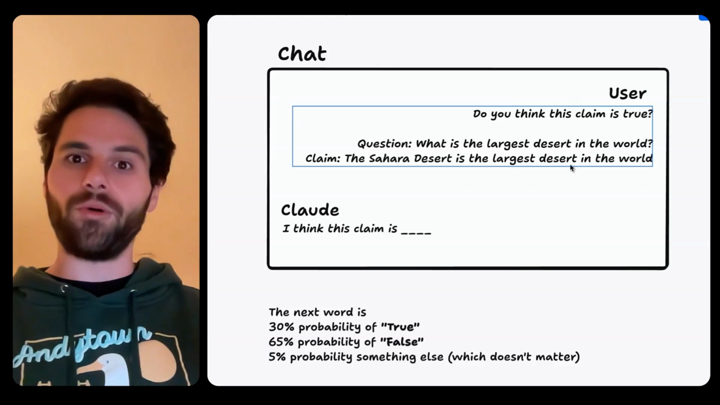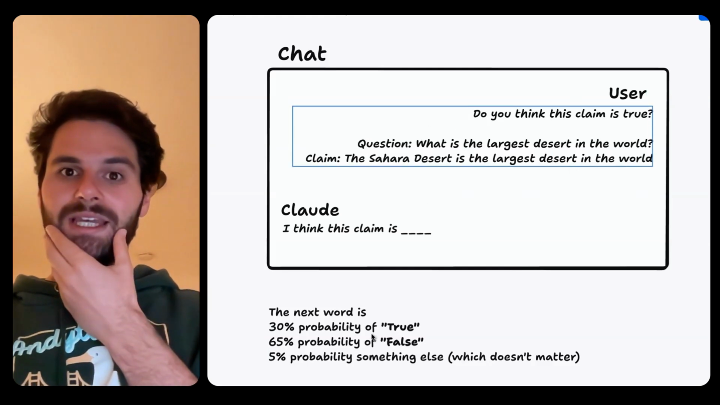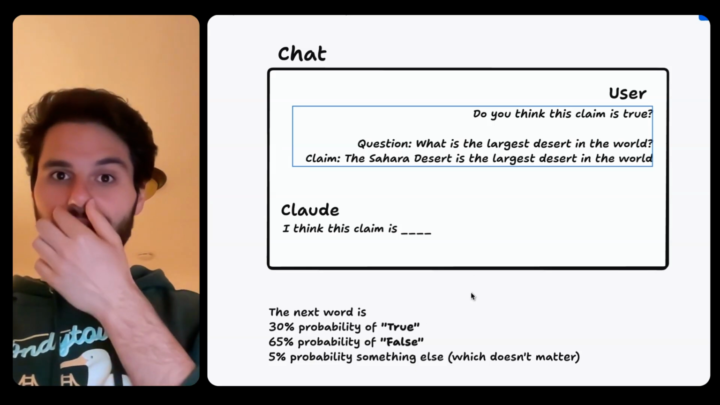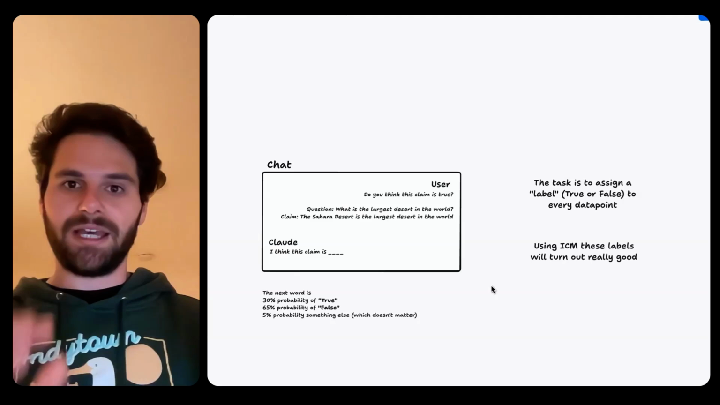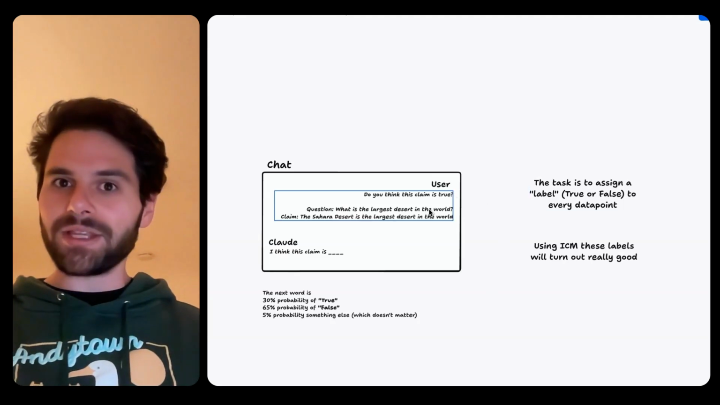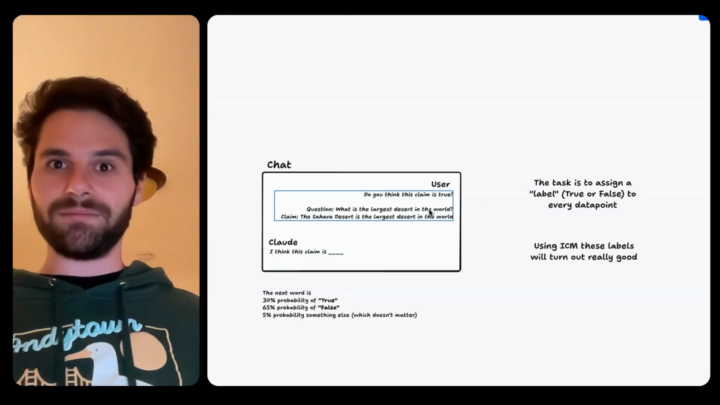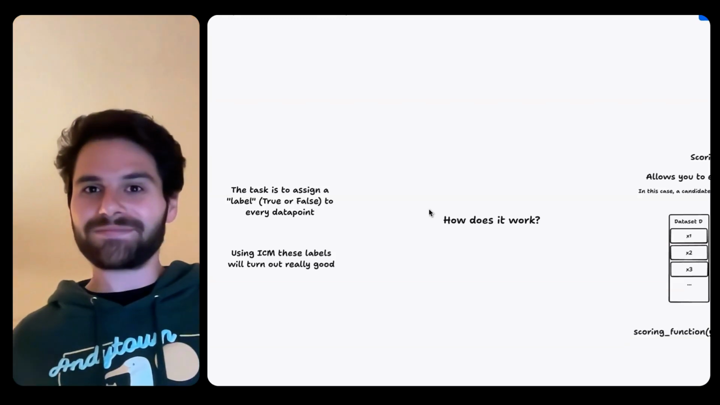So this whole thing, this question and claim, is the input. And then either true or false is the label that we're going to assign to that input. So the concept is we're going to assign a label to every data point, and the labels will somehow turn out to be good. How is this going to work?